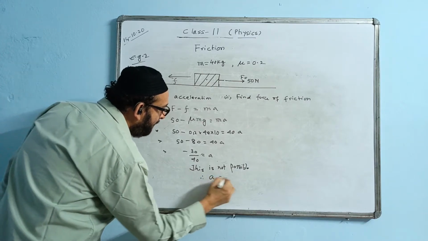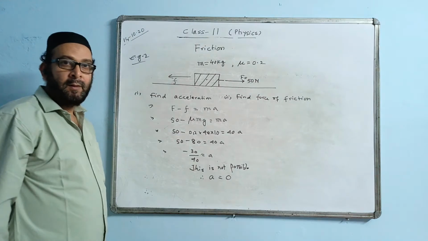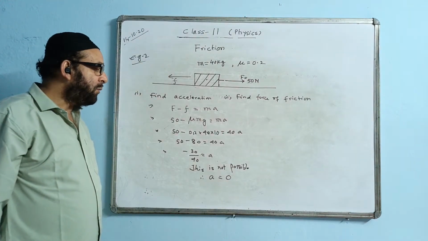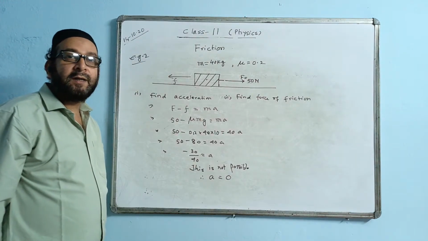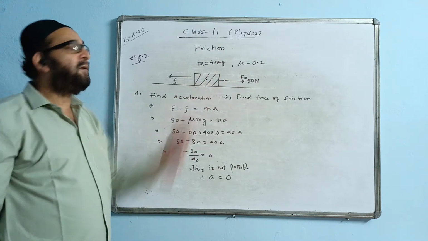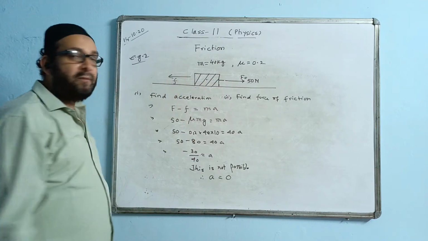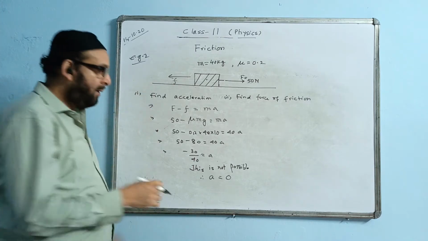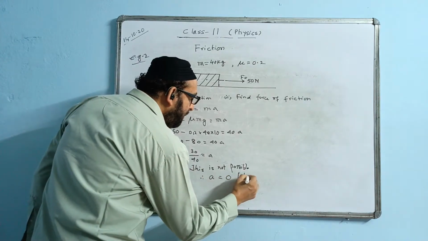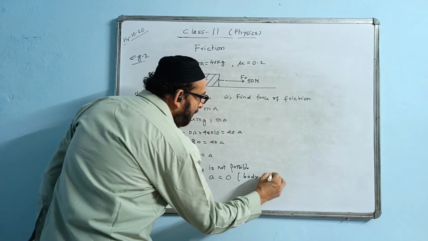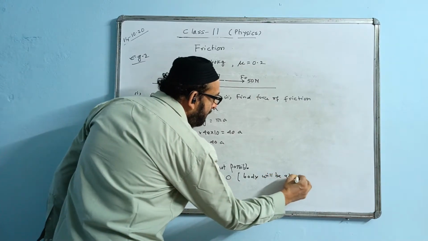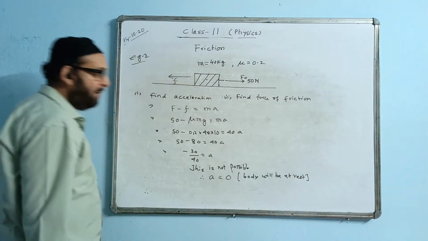Therefore, we'll make the A value immediately 0, since A negative is not possible. That is, A equals 0. What does it mean? By giving a force of 50 Newton, you will not be able to move the body. The body will be at rest. A equal to 0, you can write here, body will be at rest.